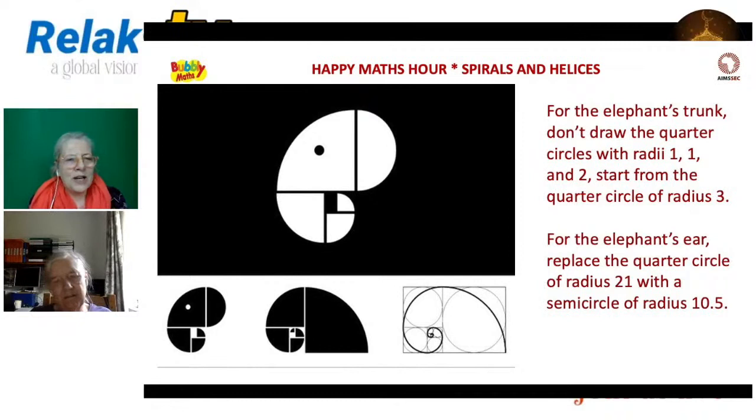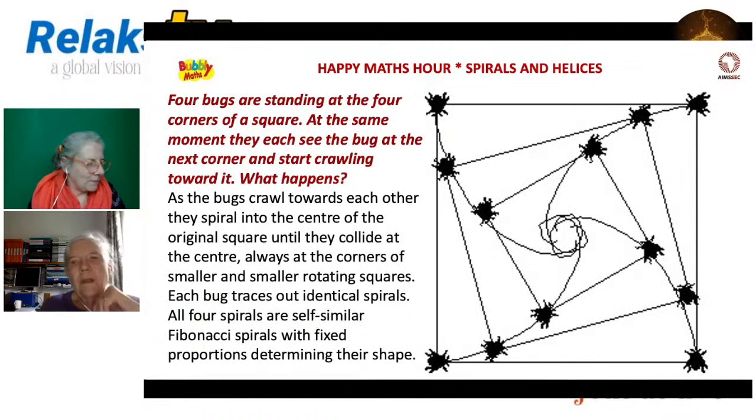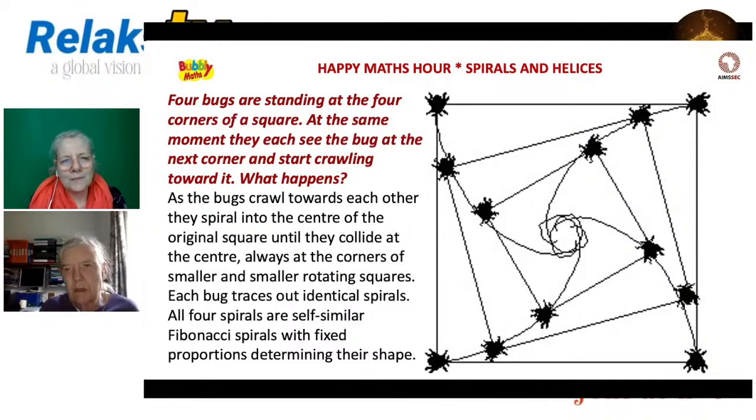Without actually changing the proportions, I can see a parrot as well. My goodness. You remove some of it, I can see a parrot. So you can use the proportions as they are, but make different animals or different designs. Now, I can see your parrot. Now, what I want you to imagine now is four lonely bugs.